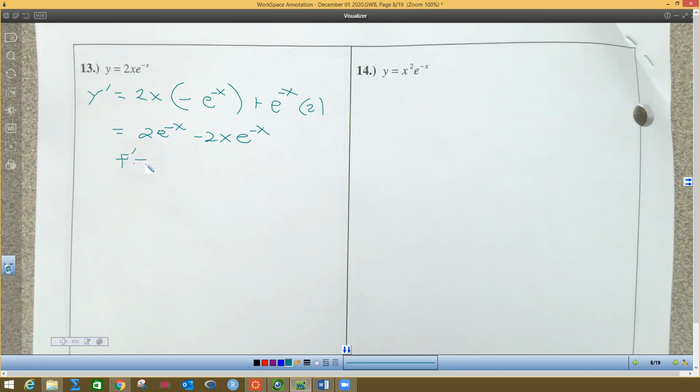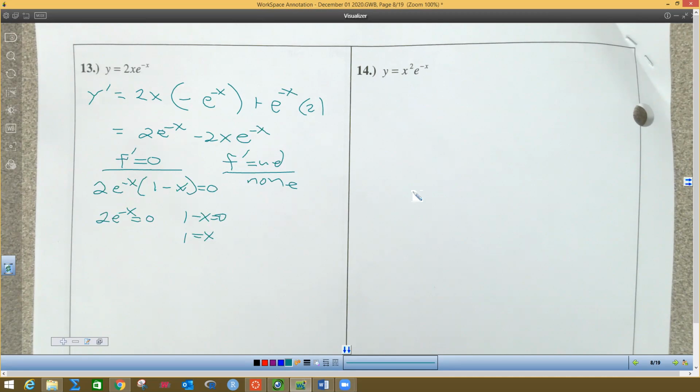Now we want to factor this. I want to find where f prime equals 0, and I want to find where f prime is undefined. Well, this function is continuous forever, so there's none. Okay, nothing from that part. So over here, I'm going to factor out a 2 and an e to the negative x because that's common to both terms. When I take it out, I have 1 minus x. So I want to find where 2e to the negative x equals 0 and where 1 minus x equals 0. Well, this one's pretty easy. This is x equals 1.